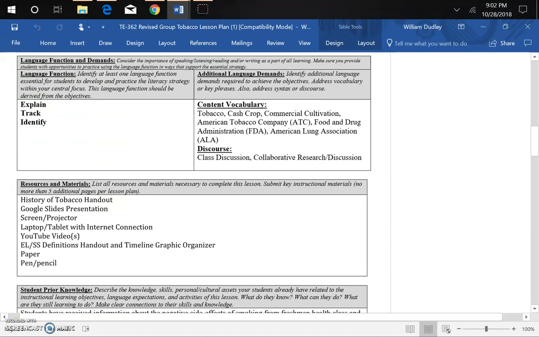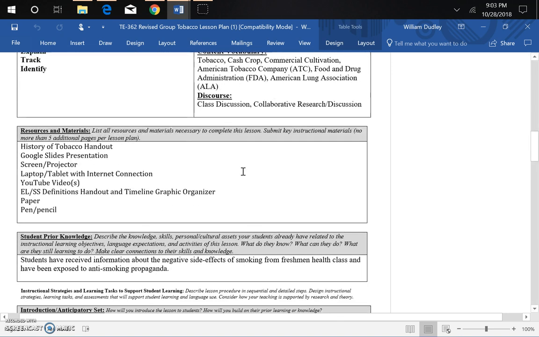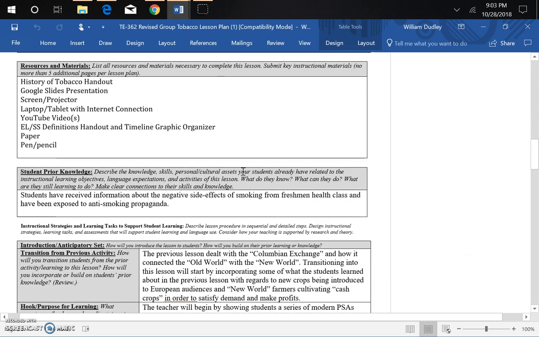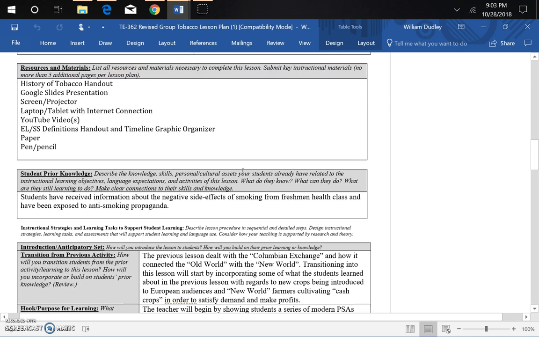Okay, language function. I already discussed the verbs that we used in the learning objectives. The vocabulary is mostly specifically related to the topic, especially names of organizations that are involved that they would find in their timeline research. The discourse we came up with was kind of what the class was going to be doing for most of the class, which was discussion and collaborative research. So that's how we came up with that. The resources and materials are pretty self-explanatory.